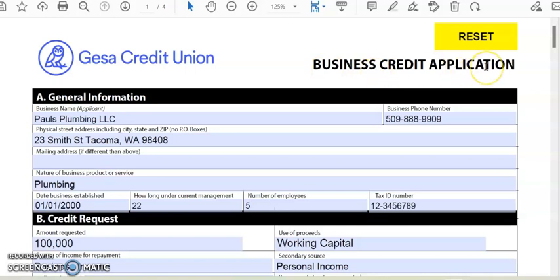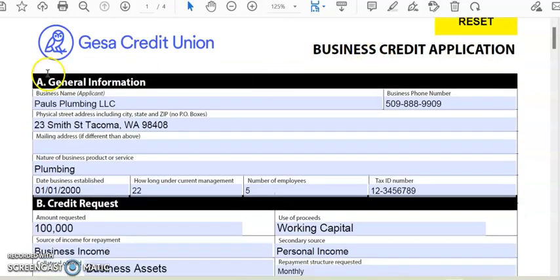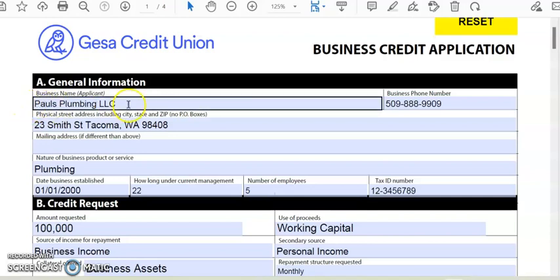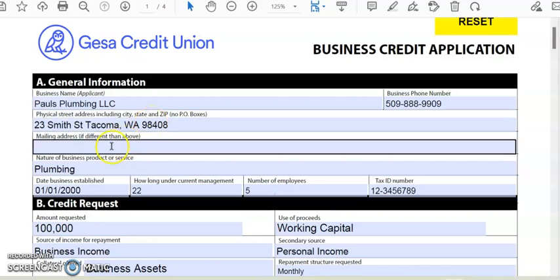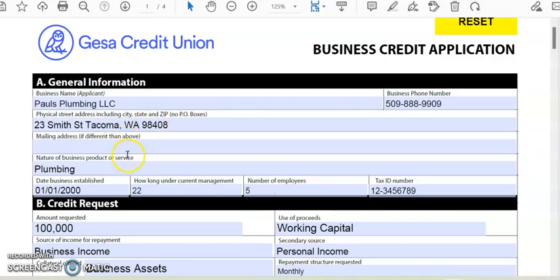out the business credit application. First and foremost, you're going to put in the general information about your business. In this case, it's going to be Paul's Plumbing LLC, your phone number, your street address. If you have a mailing address, such as a P.O. box, you'd put that information there.